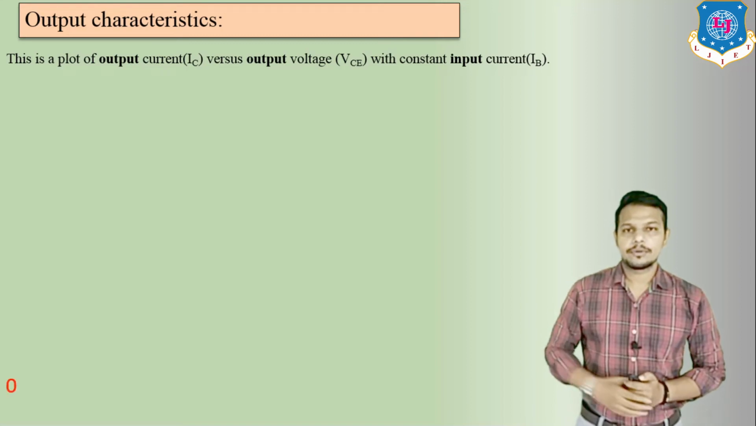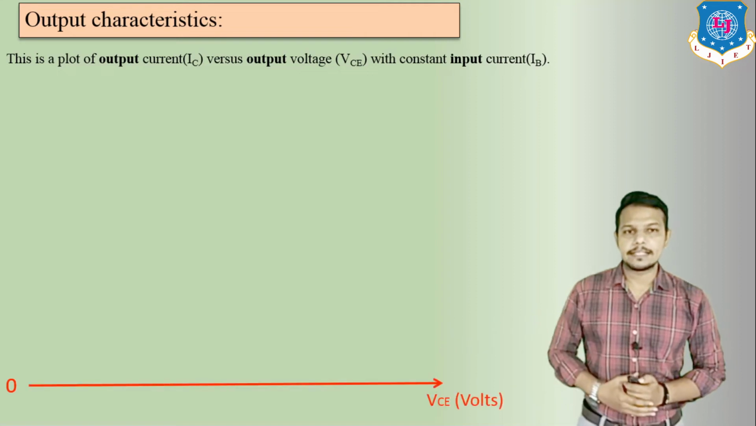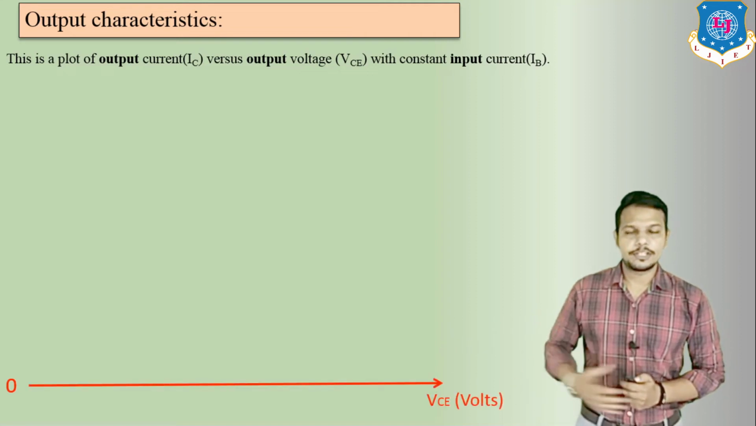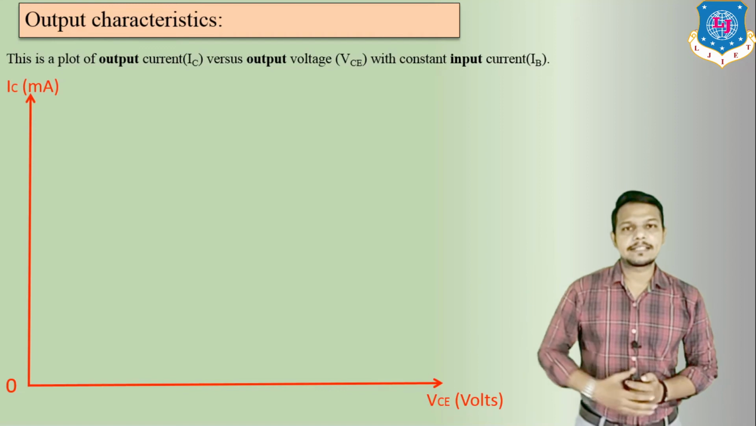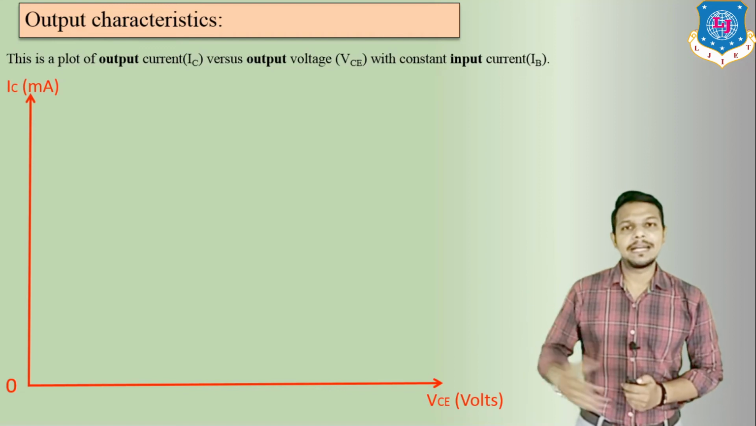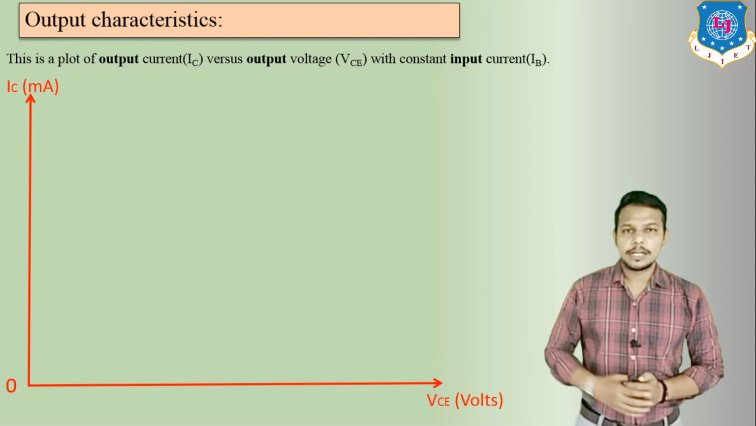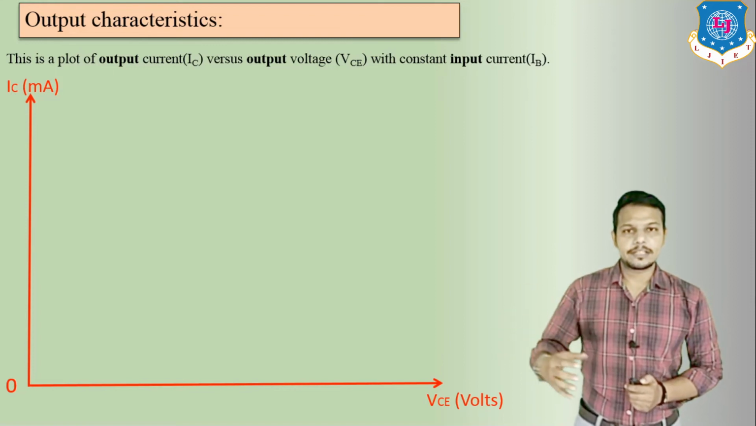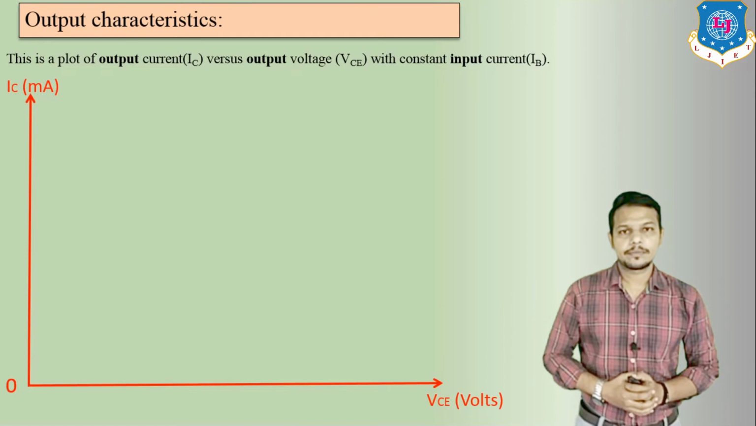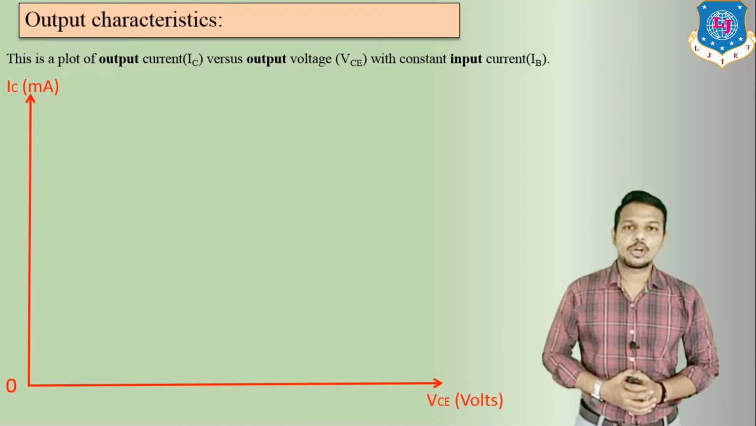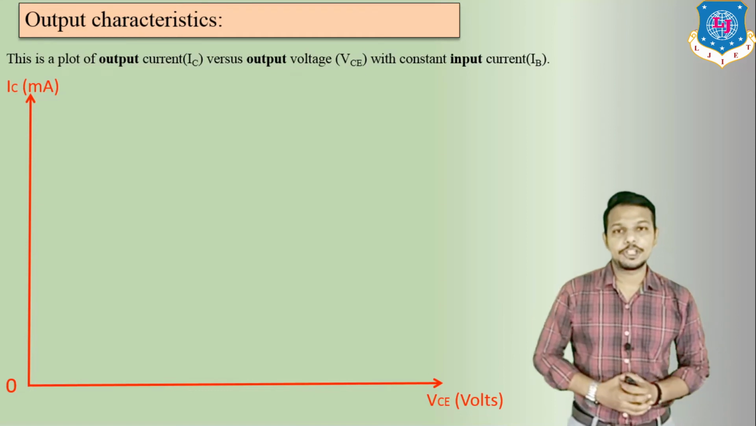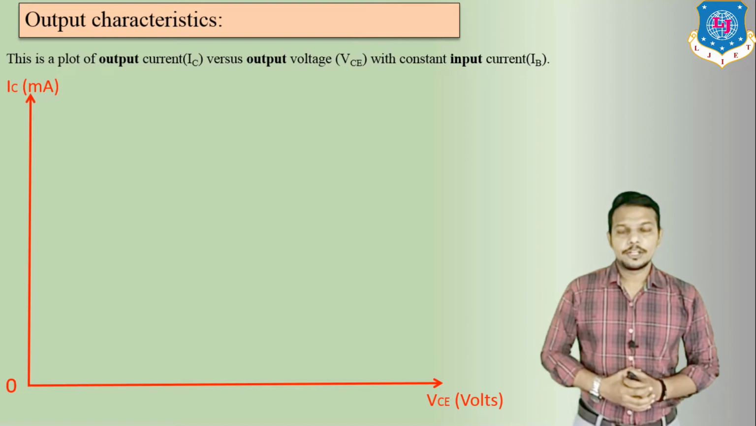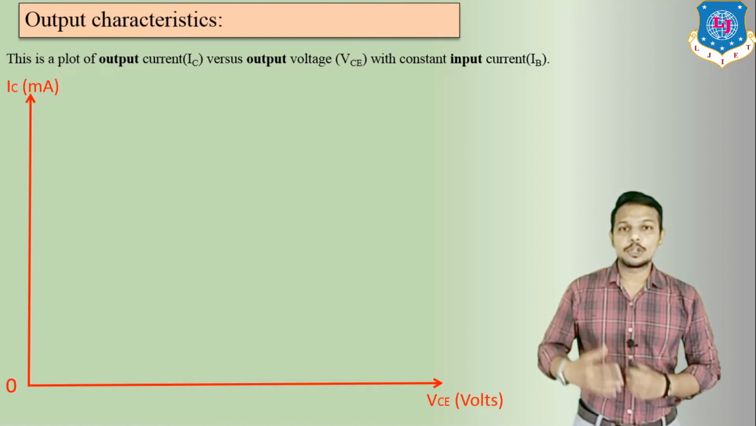Here on the x-axis we can see VCE, which is in volts, and on the y-axis we can see IC, which is in milliampere. Now we are going to divide this characteristic into three parts. The first one is the cutoff region. Now, what is the cutoff region? At this time your IB is equal to 0.